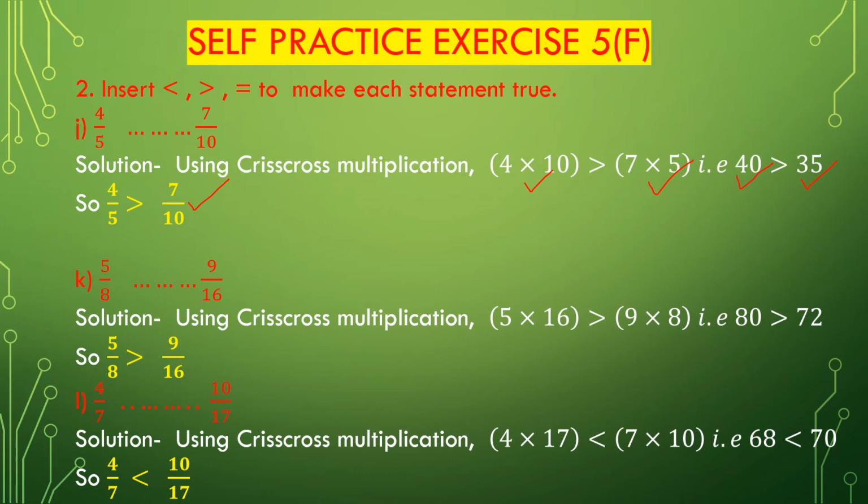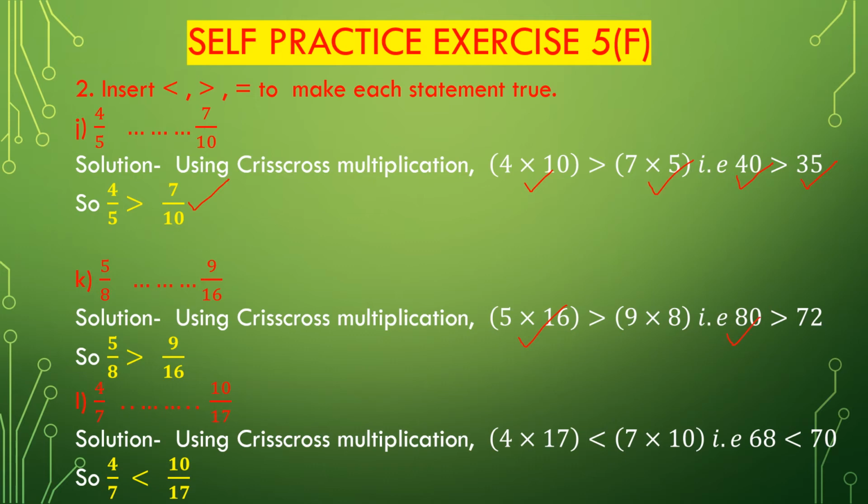K) 5/8 and 9/16. Here both are unlike fractions. Using the crisscross multiplication, the numerator of 5/8 is multiplied with the denominator of 9/16, that is numerator 5 multiplied with denominator 16. 5 multiplied with 16 is 80.